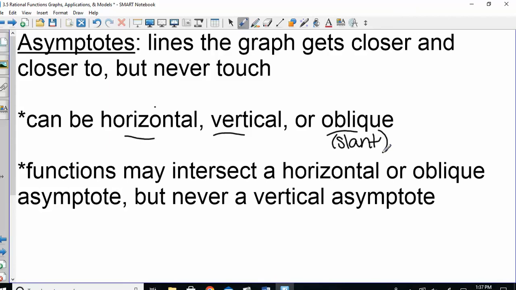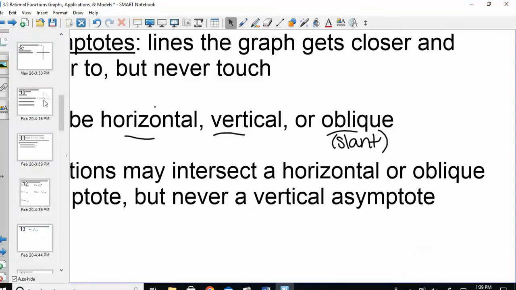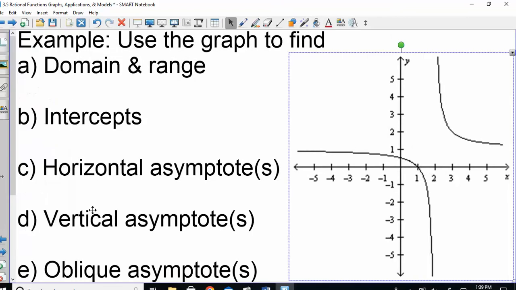When we look at the graphs, we will never ever cross a vertical asymptote, but it is possible that we might go through a horizontal or an oblique at some point on our graph. So I want to show you a graph and pick out the asymptotes in this graph to just kind of illustrate what I'm talking about.